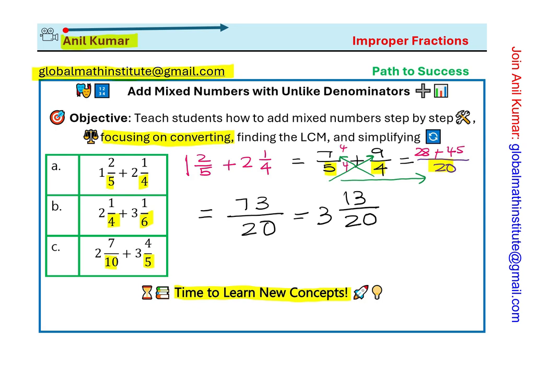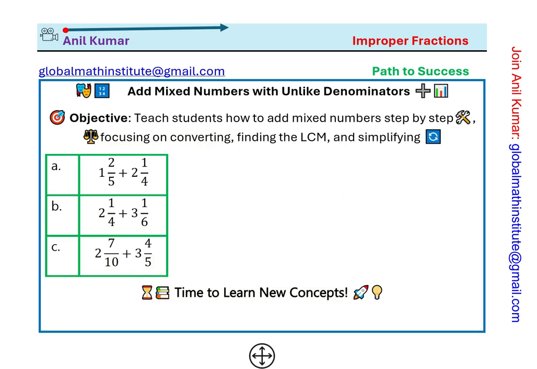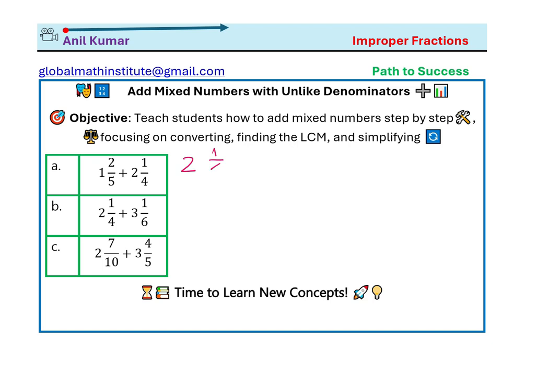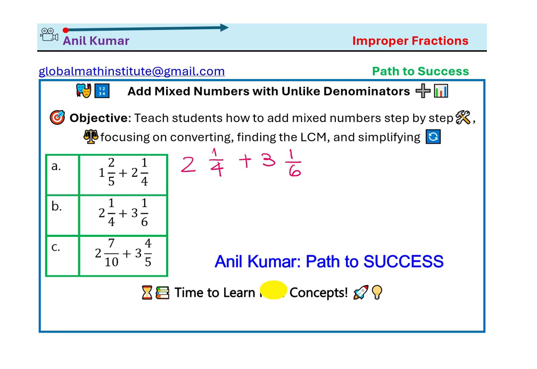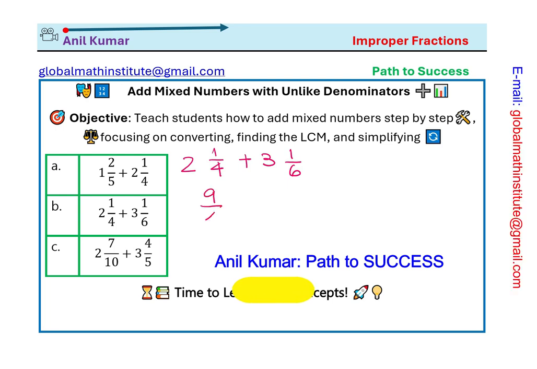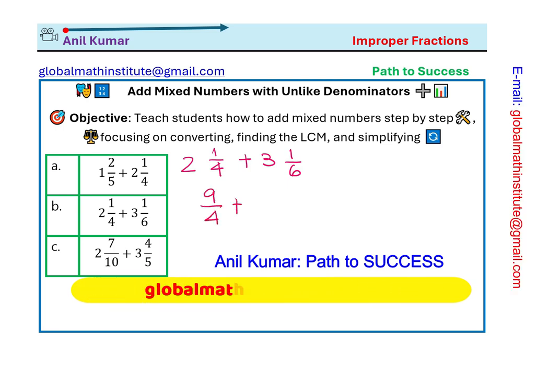Great. Now let's take up the next question. The next question here is 2 1 over 4 plus 3 1 over 6. So let's first convert it to improper fractions. 4 times 2, 8, and 1, 9 over 4 plus 6 times 3, 18, and 1, 19 over 6. So between 4 and 6, what is the LCM? So we have to find the LCM first.